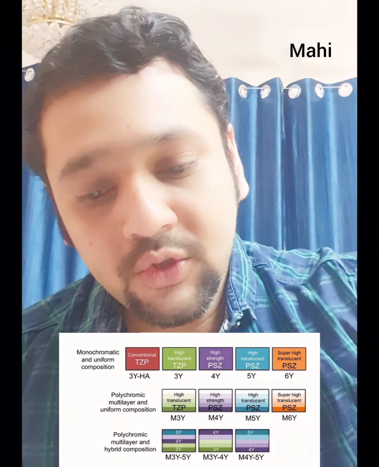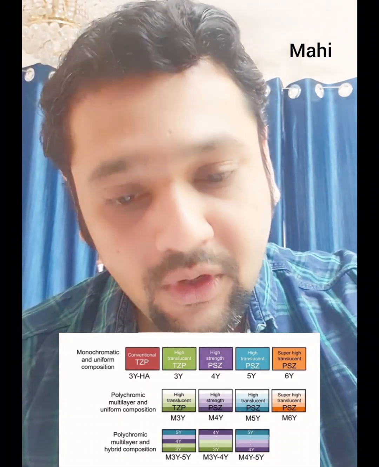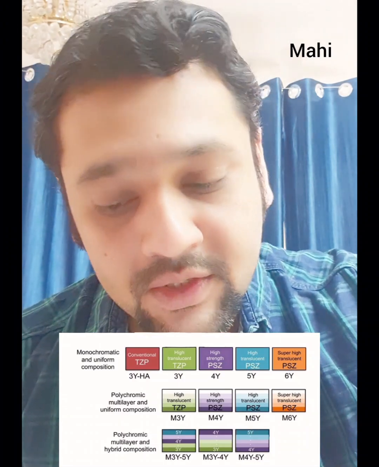Now, when it comes to 3%, it is called TZP, which is also known as tetragonal zirconia polycrystal. I've just written down some notes. I'll try to put this online whenever it is possible. I'm just finishing my presentation for this.